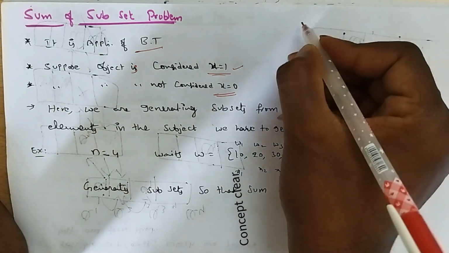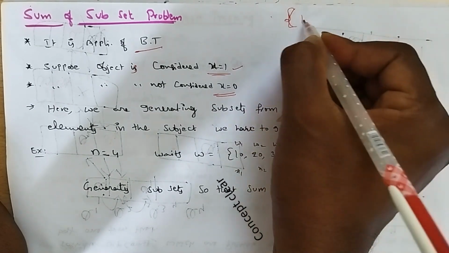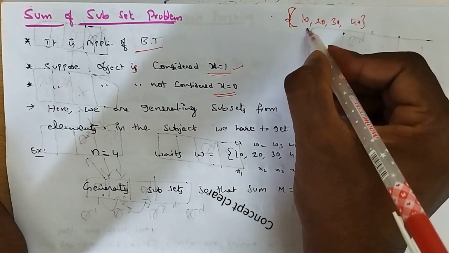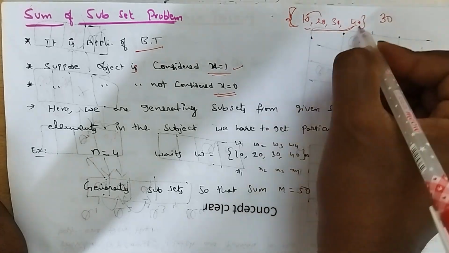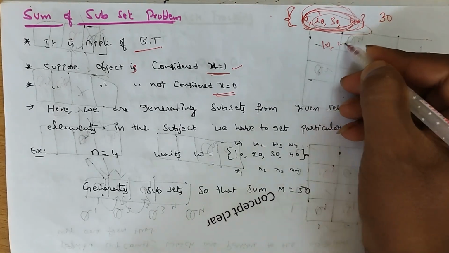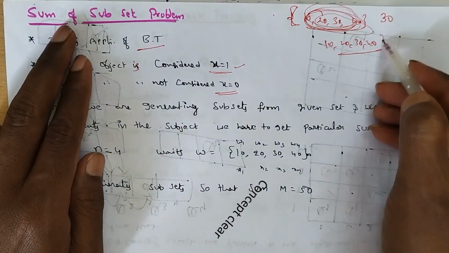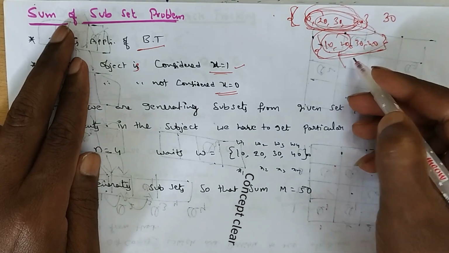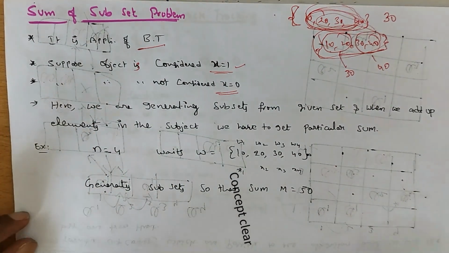Subset problem is nothing but, suppose the set values are 10, 20, 30, 40. The sum of subset problem means, if you add 10 plus 20, 30, like this, what is the sum of values of this subset? Here the total set values are 10, 20, 30, 40. If you take some part of this entire set, here 10 and 20, this is a subset. Here the value is 30, here the value is 40. This is about the sum of subset problem.